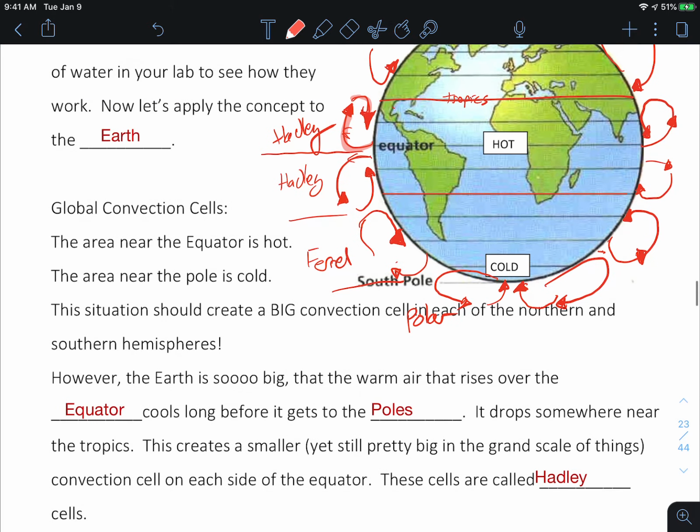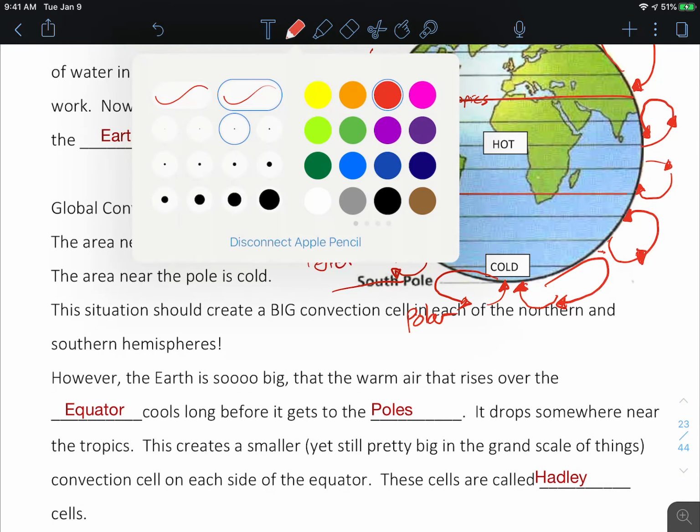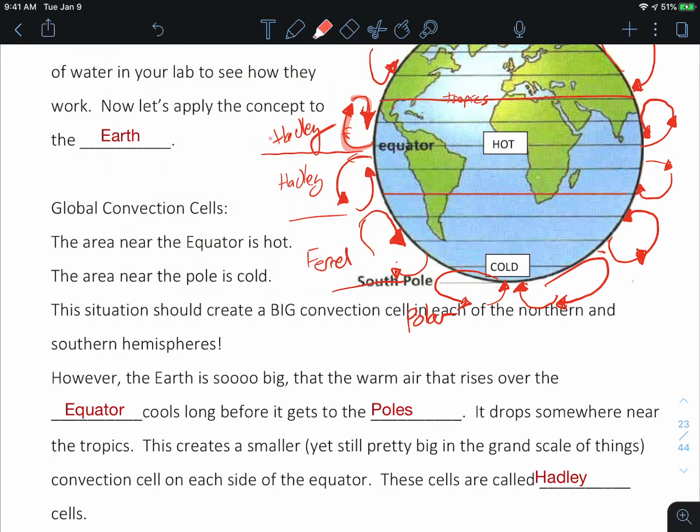So these are called the Hadley cells. So that's this one right here. Maybe I should have color coded them. So let's call these the Hadley cells, and let's put them in red.